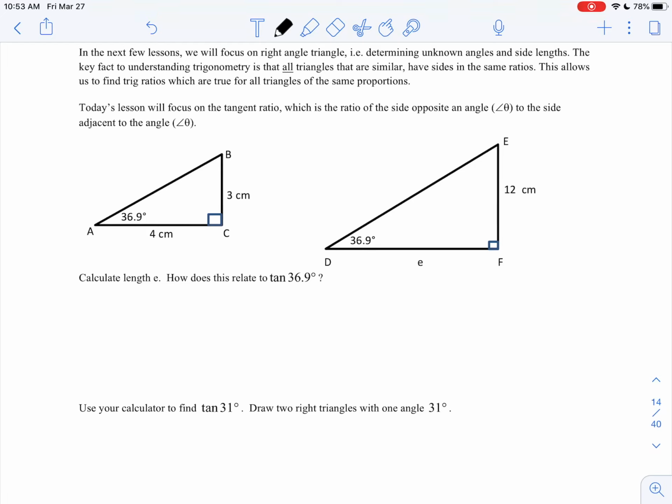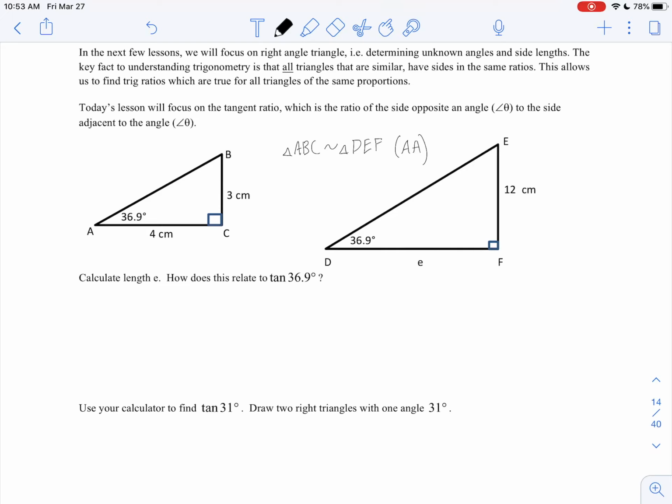So if I look at triangle ABC, how do we know that triangle ABC is similar to triangle DEF? Well, that little square means 90 degrees, so both those triangles have one angle at 36.9 degrees and one angle at 90 degrees, so we can say similar by angle-angle. Of course, the third angle will be the same, so we don't have to worry about it. They are indeed similar triangles.